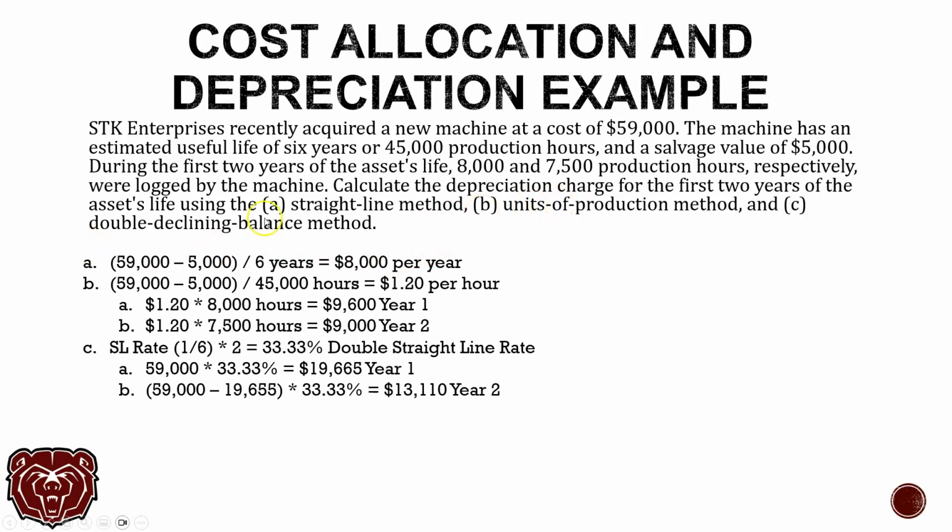Now let's take units of production. They told us that we are expected to be able to produce 45,000 production hours with it. Year 1, we produced 8,000. Year 2, we produced 7,500. So we're going to find our units of production rate, which is going to be our depreciable base divided by the number of units. That gives us $1.20 per hour. Now we're simply going to take that rate and multiply it times the number of hours we actually used. It's going to give us $9,600 in year 1 and $9,000 in year 2.